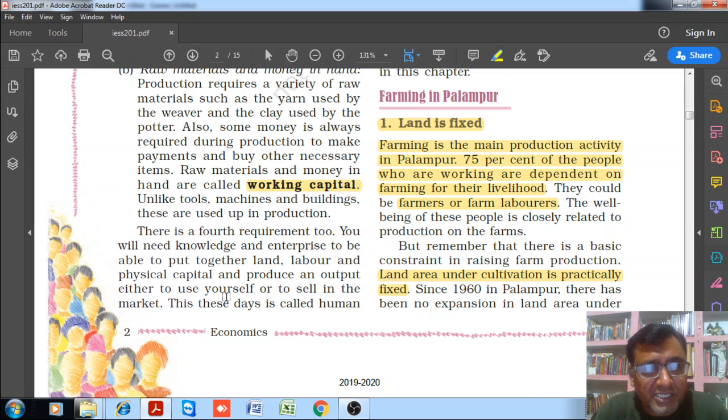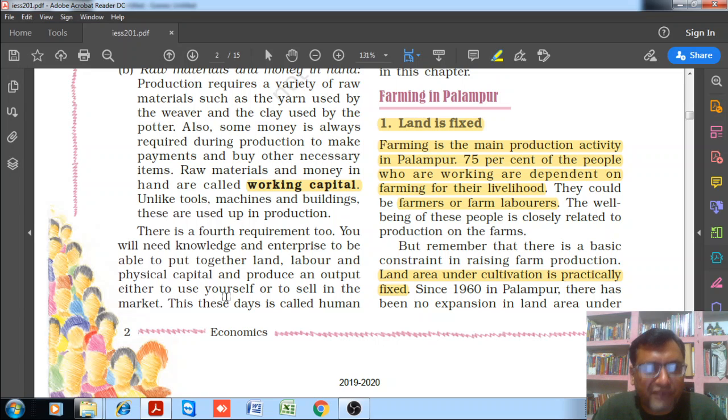And since the 1960s, the land under cultivation has not increased, because the land area under cultivation is fixed. That cannot be improved or increased much. Though the people of village Palampur have converted some wasteland into cultivable land, meaning they have started cultivation on the wasteland of previous times, the scope is not high enough because no other land is there that can be converted into cultivable land.